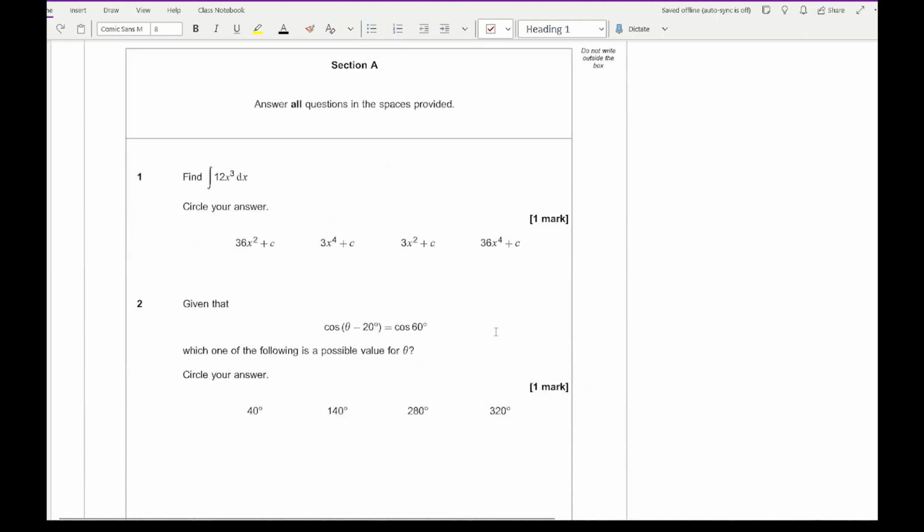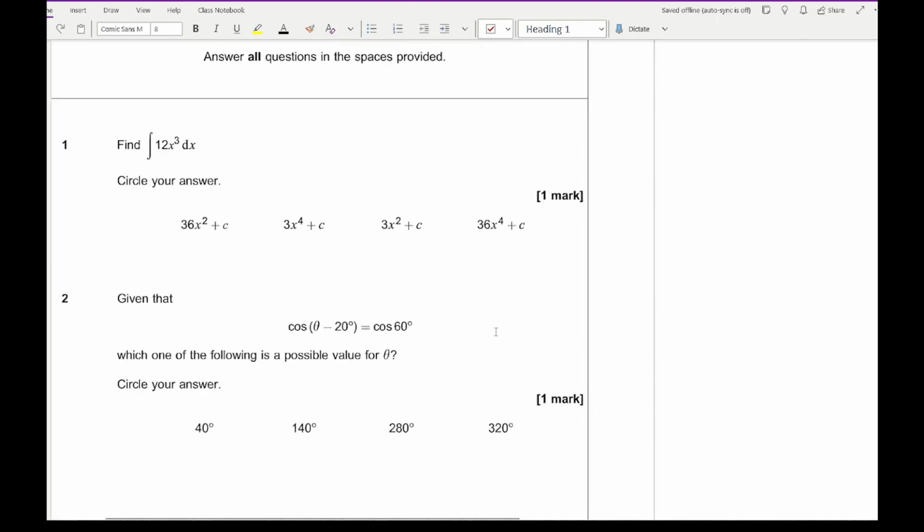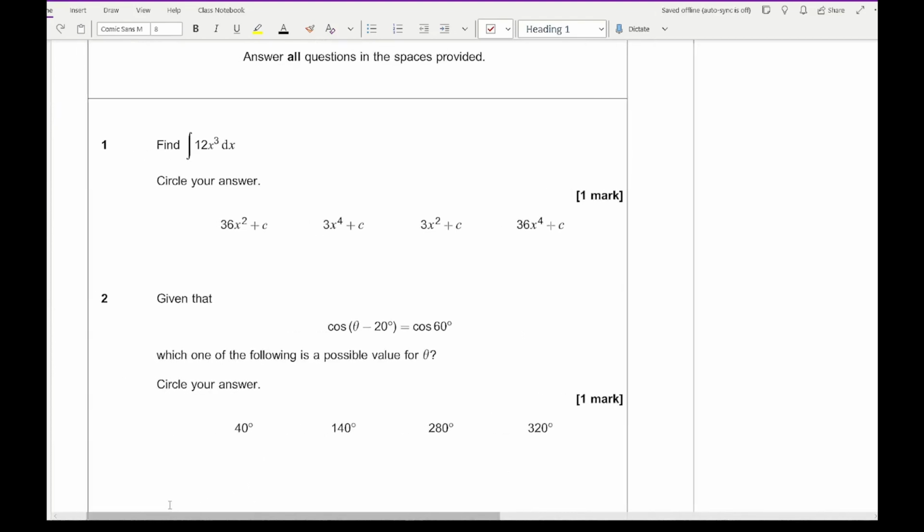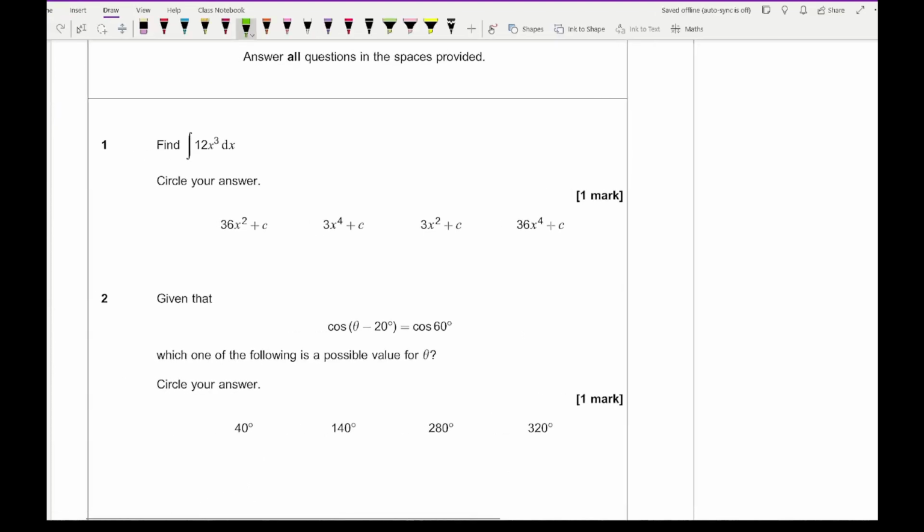So looking at question 1, let's just zoom in a little bit. It says find the integral of 12x cubed dx, and you need to circle your answer. So this one should be relatively straightforward, in the fact that we just have to integrate this expression with respect to x. So here we take the original function, we increase the power by 1, divide by the new power and add c. Then simplifying that fraction, it then becomes a 3 and a 1. So then the correct answer is going to be our second option.